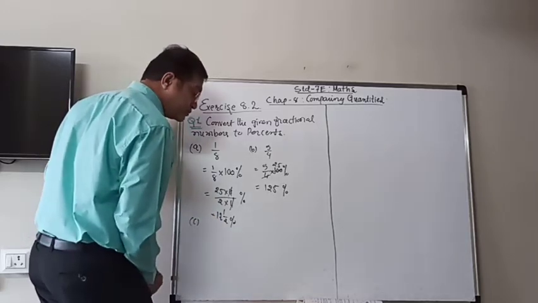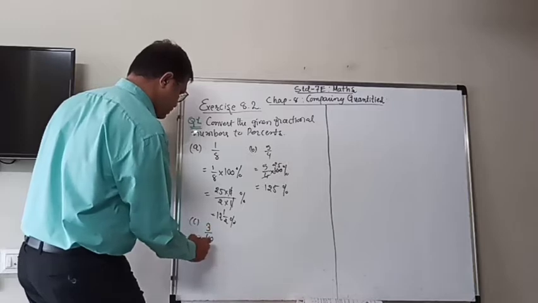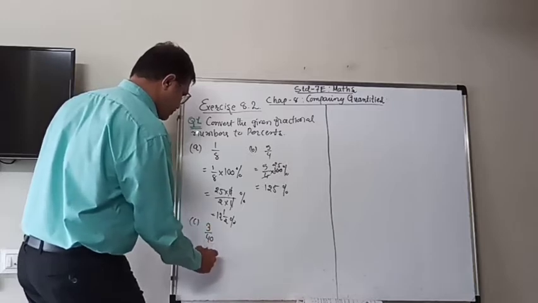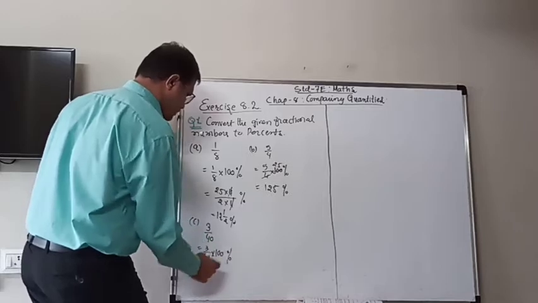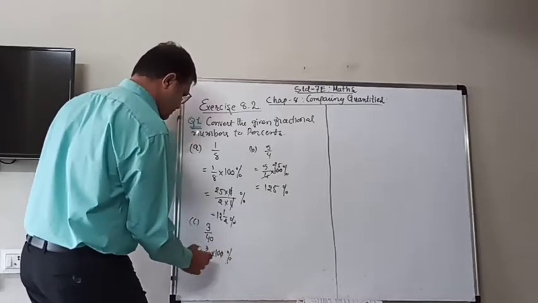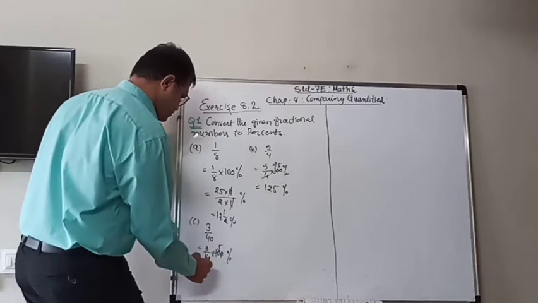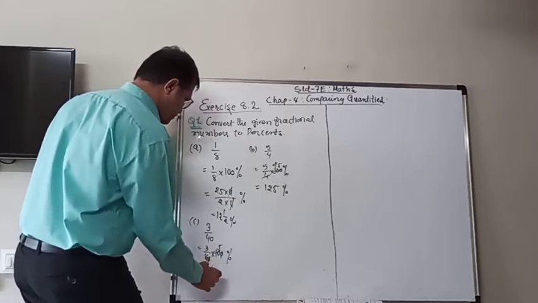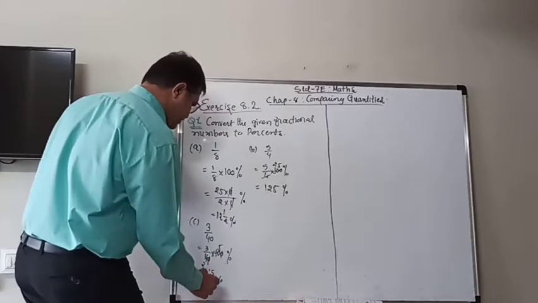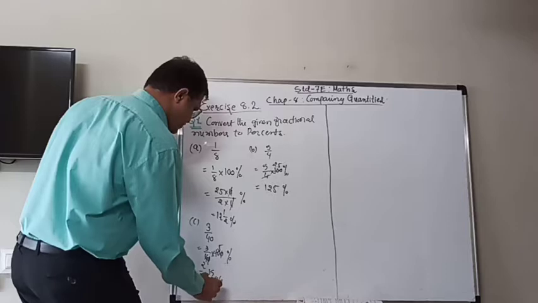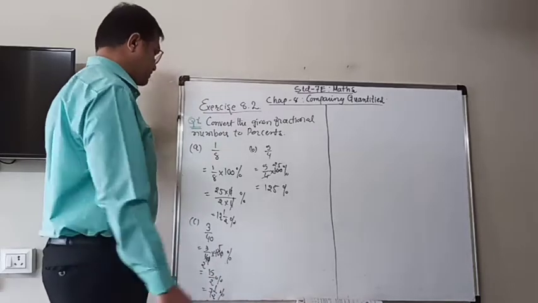C. 3 upon 40. So 3 upon 40 into 100%. The zeros will be cancelled. 2 2s are 4, 5 2s are 10. So 15 upon 2. And we know that 15's half is 7 and a half. So 7 integer 1 upon 2%.